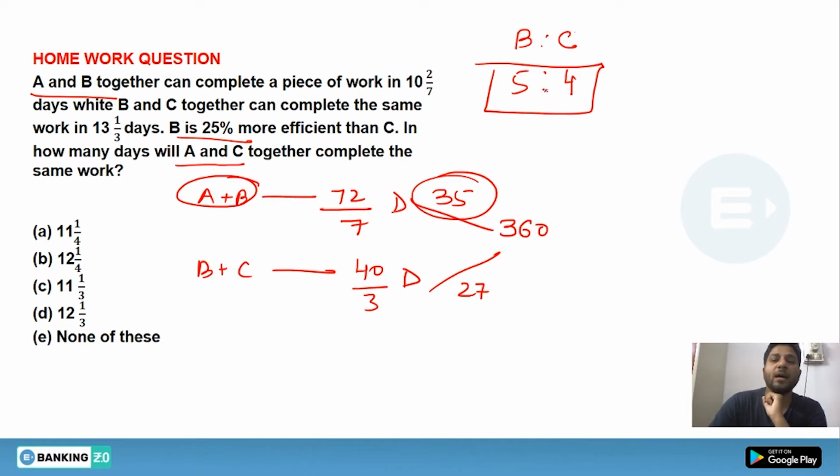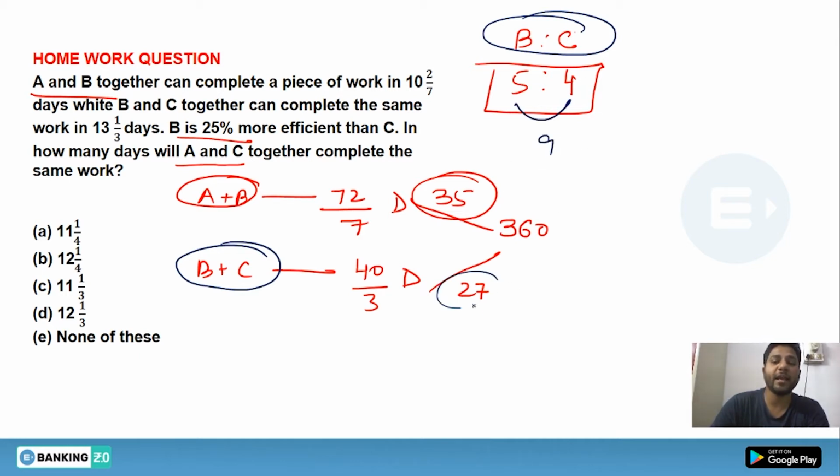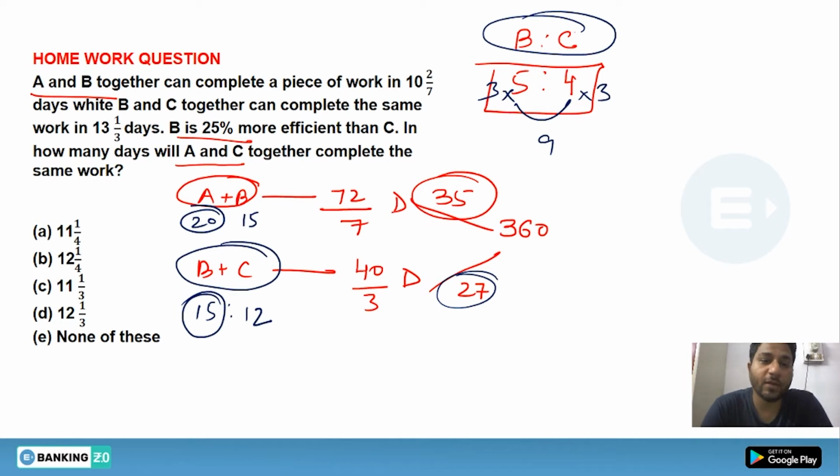Now, one relation has been given as well, that B is 25% more efficient than C. What can you do? You will have to compare these ratios, but first make them similar. We have B plus C here, and B plus C here. So we will take the LCM of 9, the combination of B and C, and multiply it by 3. If we multiply it by 3, we will get the individual efficiencies of B and C. Once we find the individual efficiency of B, we get the individual efficiency of C as well, which would come out as 20.